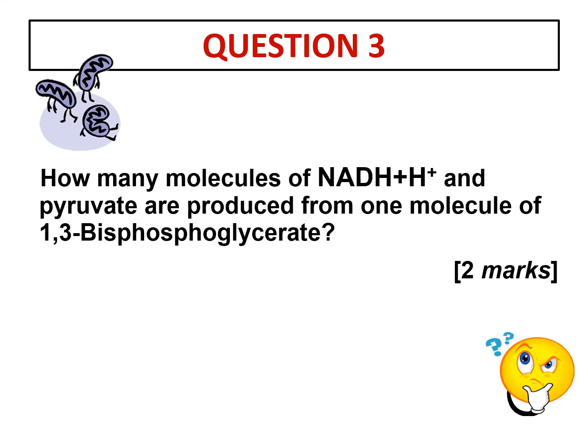How many molecules of NADH and pyruvate are produced from one molecule of 1,3-biphosphoglycerate? So the answer should be one molecule of NADH plus H plus and one molecule of pyruvate. One NADH and one pyruvate, because only one molecule of 1,3-biphosphoglycerate.